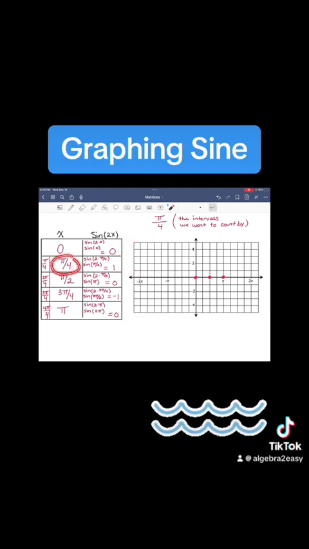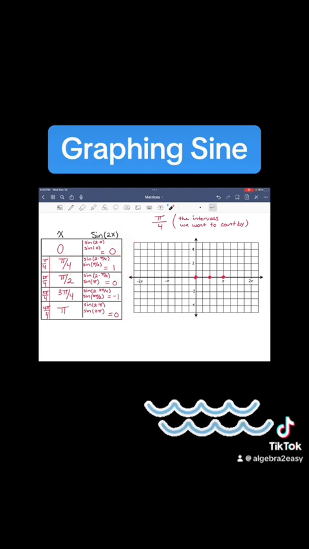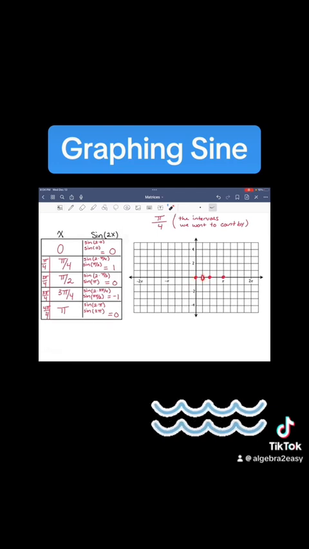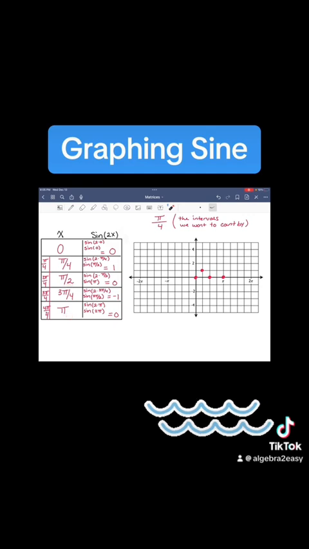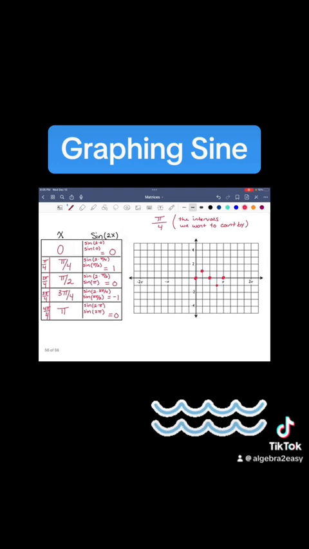Now, pi over 4 has to be in the middle of 0 and pi over 2. So right in the middle is going to be here. That is my pi over 4. And we're going to go up 1 unit. And likewise, 3 pi over 4 is in the middle of pi over 2 and pi. So right in the middle is here, and we're going to go down to -1. So we're going to go down 1 unit. And look at that. You have your sine function.